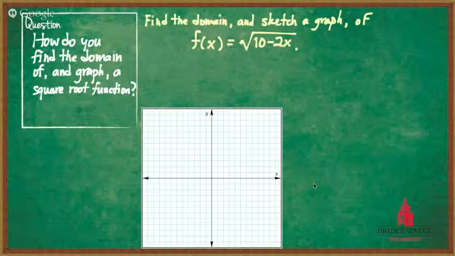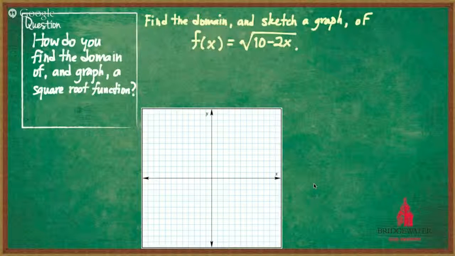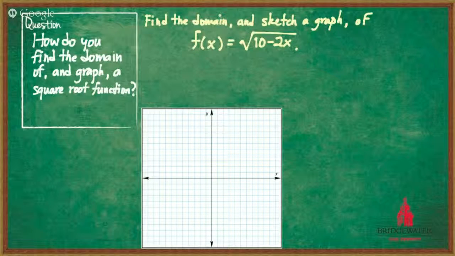All right, here we are. The question is, how do you find the domain of and graph a square root function? So I've given an example of a square root function here. f of x is equal to the square root of 10 minus 2x. And we just want to find the domain and then graph it.